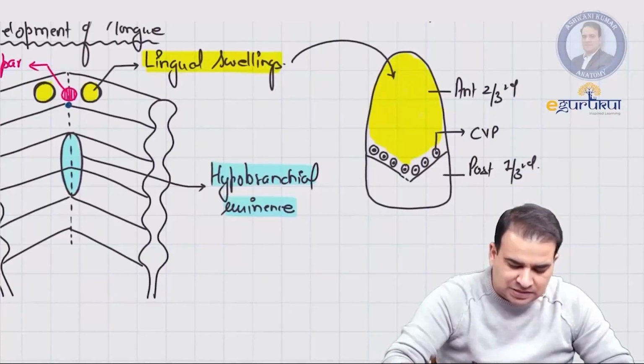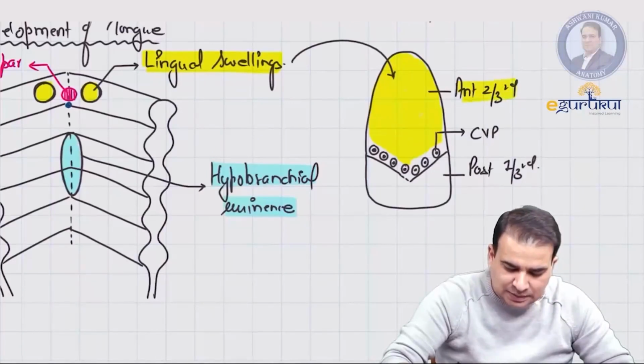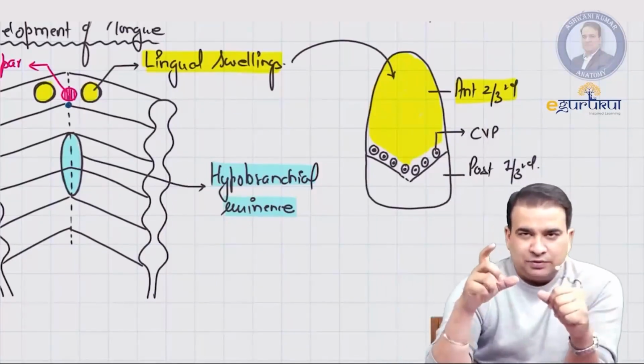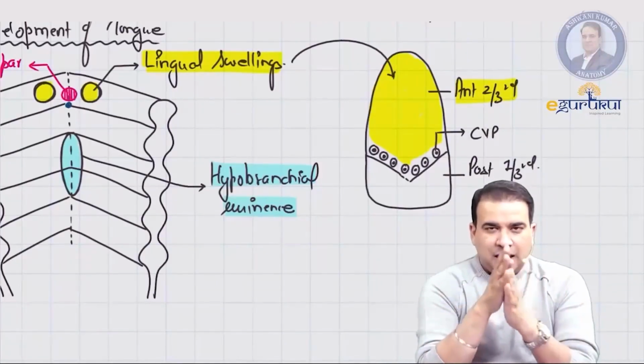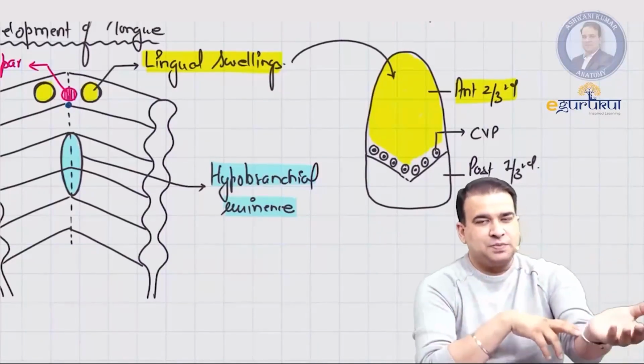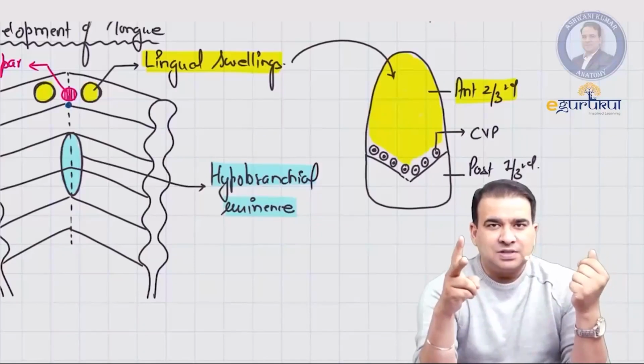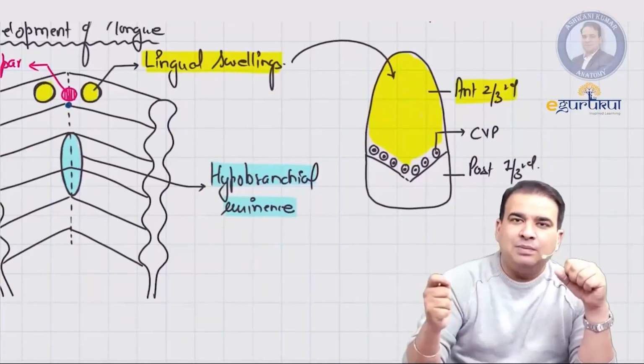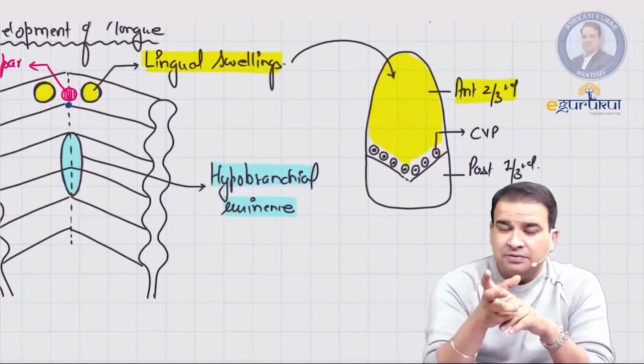And this makes perfect sense. I mean, lingual swelling will give rise to the anterior 2/3 of tongue except circumvallate papillae. How does it make sense? Anterior 2/3 of tongue is derived from lingual swelling, and lingual swelling is present in the first arch. What are the two nerves supplying the first arch? Remember, mandibular nerve and chorda tympani nerve. The first arch is supplied by the mandibular nerve as well as the chorda tympani nerve.